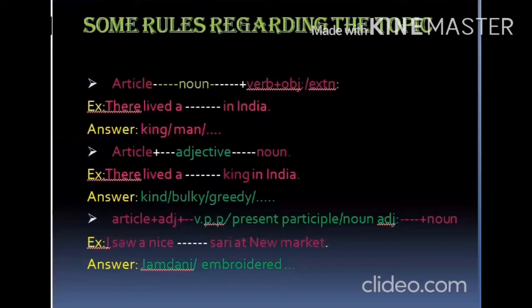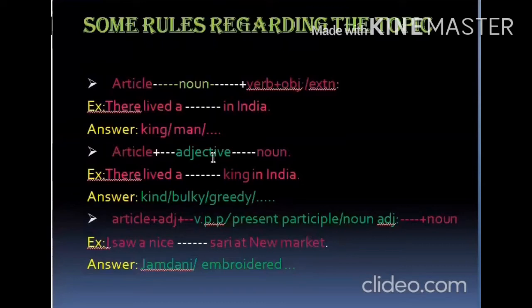Suppose I have given here an example: there lived a blank in India. There lived a, that means the blank comes after an article. I have written king, man. I can also write here singer. I can also write here writer, or any other suitable noun which suits the passage.